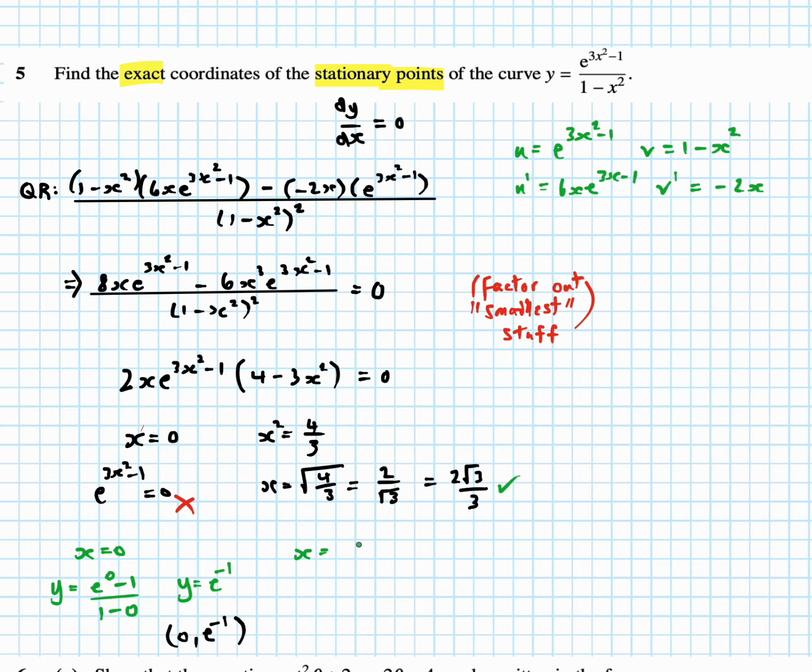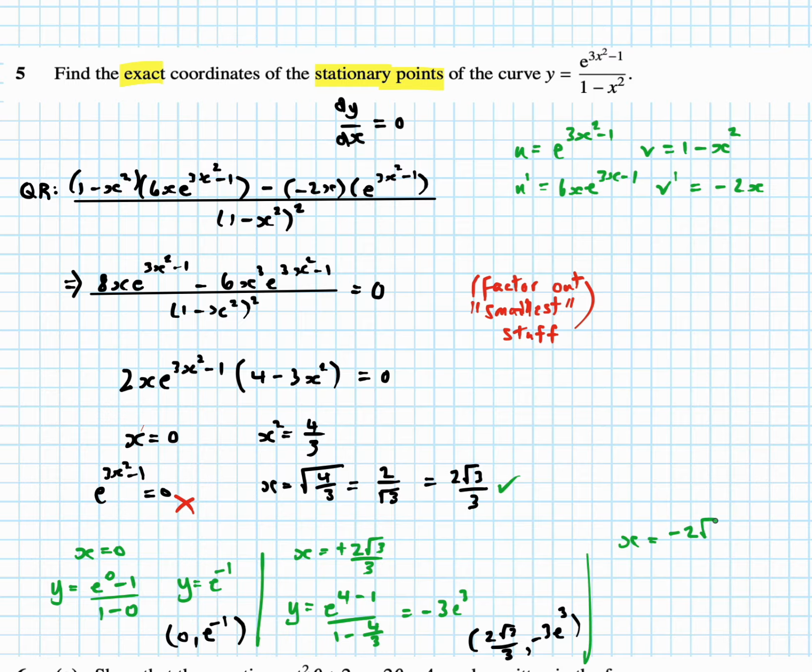And second and third one here, plus 2 root 3 over 3, or minus. Same thing, plug it in. So y equals e to the 4 minus 1 all over 1 minus 4 over 3. And calculator out for this bit, minus 3 e to the 3. And there's those values there. A bit clunky looking, but it's fitting at least, just about.